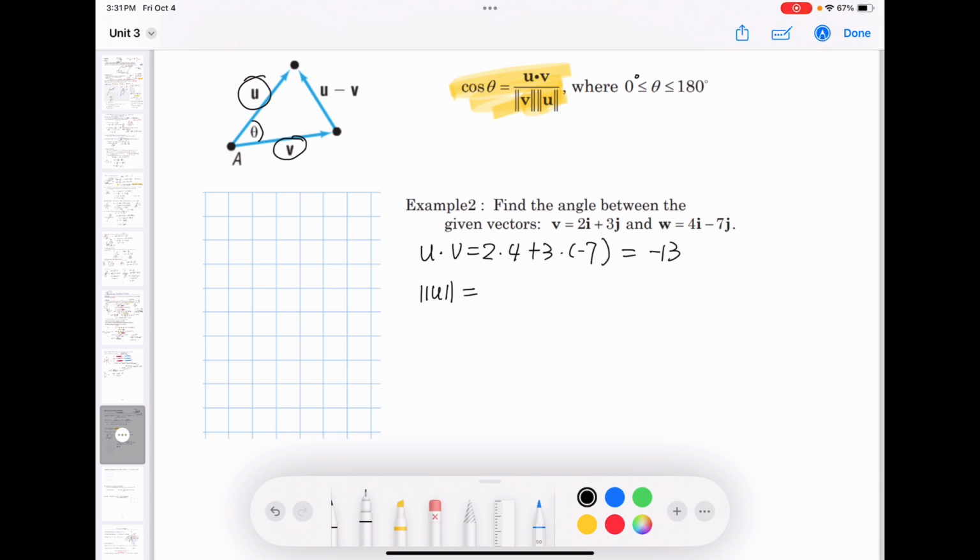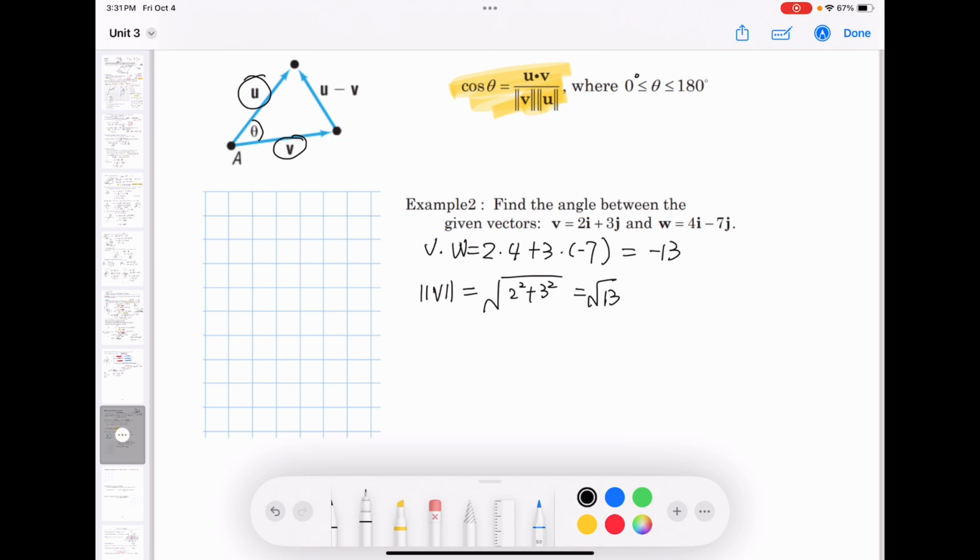Oh, my bad. This is w, because you see the notation is w. Where is u? This is v, because you see here it is v and w. Even though it looks very similar to the previous example, the names of the vectors have changed. Let's put the v here. The magnitude of v is equal to the square root of 2 squared plus 3 squared, which is 4 plus 9, the square root of 13.